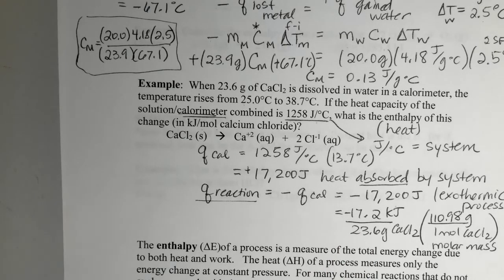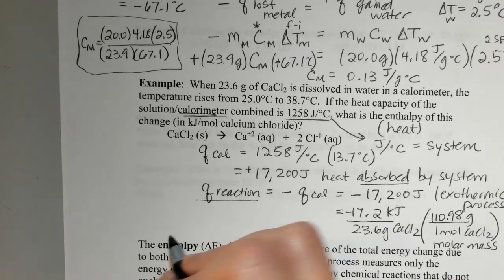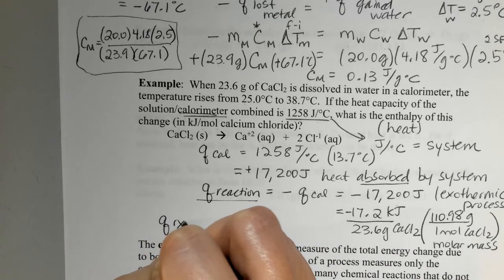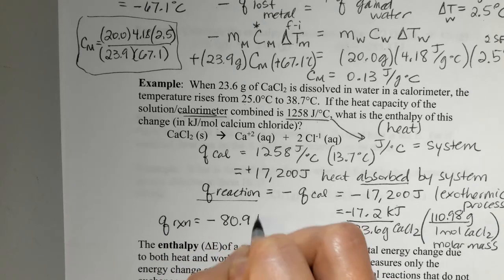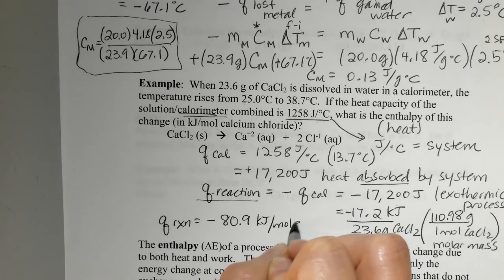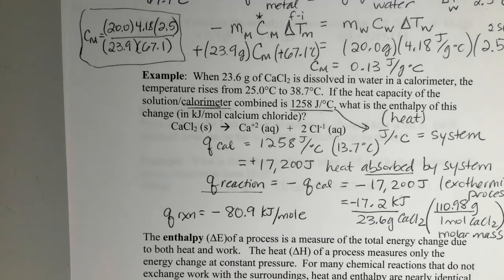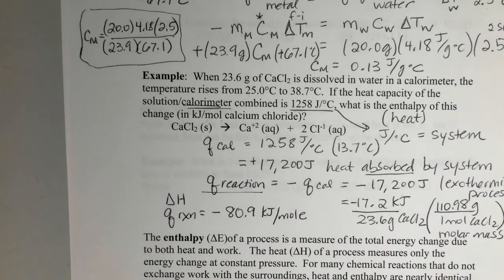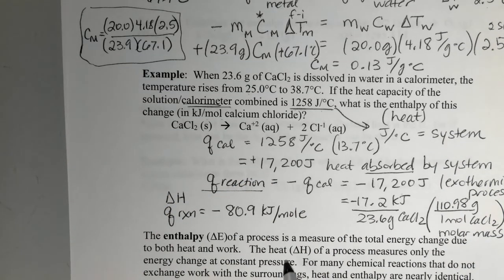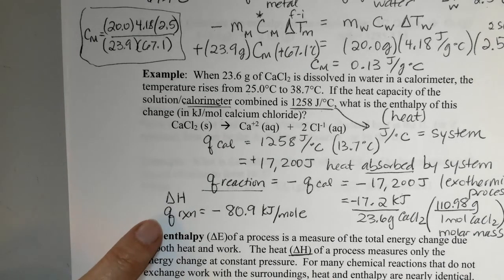So if I take 17.2, divide by 23.6, and then multiply by 110.98, what I get here is a Q of the reaction of negative 80.9 kilojoules per mole. And enthalpy, right, we're going to start seeing this delta H or delta E sign. All right, but the delta H is really what we're going to become very familiar with. It's the same as looking at Q.